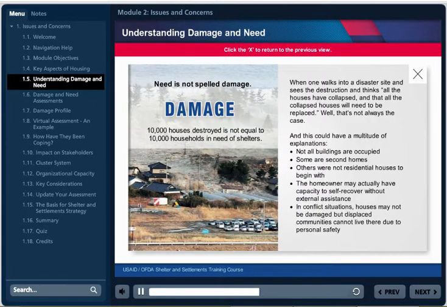In conflict situations, houses may not be damaged, but displaced communities cannot live there due to personal safety. During the emergency shelter phase, it is also vital to take into account that some families have other means to seek out alternative shelter arrangements, whether with friends and family, through short-term renting, or in community collective centers. So it is important to remind ourselves that damage does not automatically equal need.